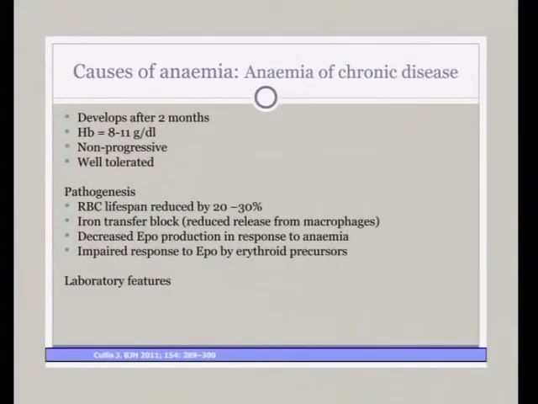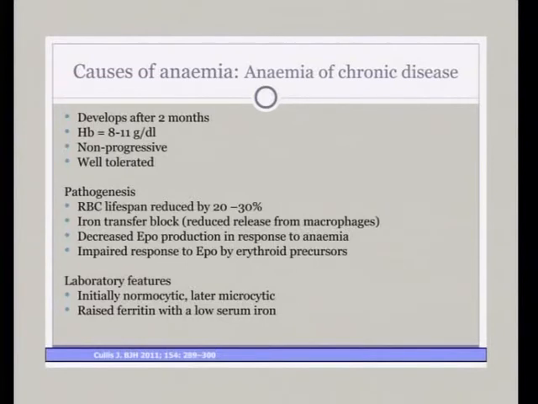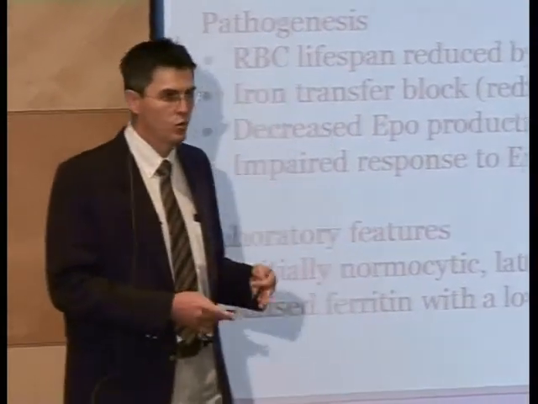And the laboratory features usually include normal sized, normal hemoglobin red cells initially. Later on they can become smaller and less well hemoglobinized. If you do your iron studies, the serum ferritin will be raised, but all the other parameters, serum iron, percentage transferrin saturation, and the transferrin levels, will be low. Of course, doing a bone marrow aspirate and staining that for iron is the gold standard in terms of showing this.